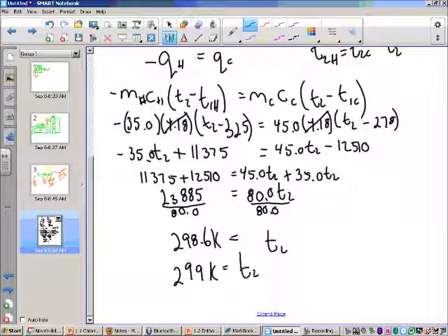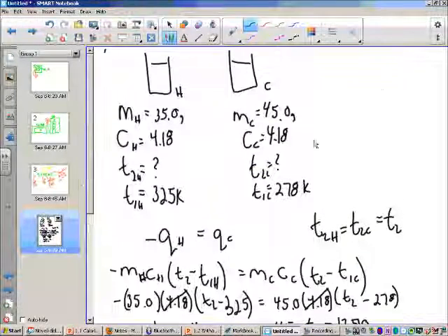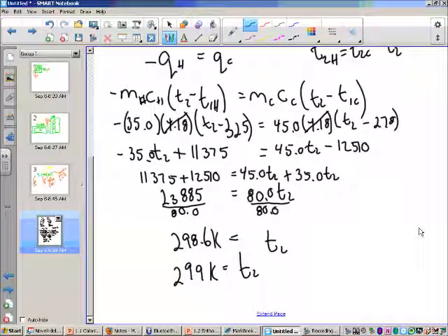equals T2. And obviously it is at some intermediate temperature, and it's actually probably going to be a little closer to the cool one because I believe we had more cool. We had a little more cool than warm. All right, so that's the most complicated version of it. But that also uses that conservation of energy that when one loses, the other one gains. Okay? All right, so that's the end of today's lesson.